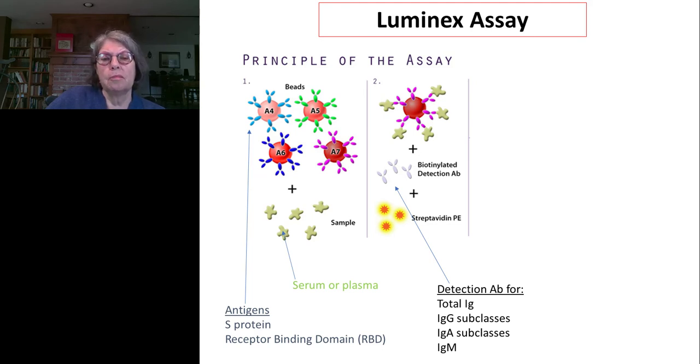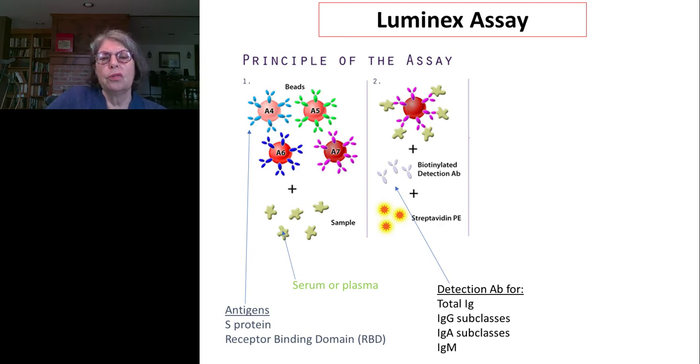We mix these antigen-coated beads with the serum that contains the antibodies that we're looking for, or in the case of the controls, of course, there is no antibody there. That's what we're trying to distinguish. So we have the beads. You see down at the bottom that the antigens are either the S protein or the RBD, and then we add the serum or plasma. If there are antibodies in the serum or plasma, it coats the bead. It binds to the coated bead. That's shown in the upper right here. So you have the antibodies bound to the antigen, bound to the bead.